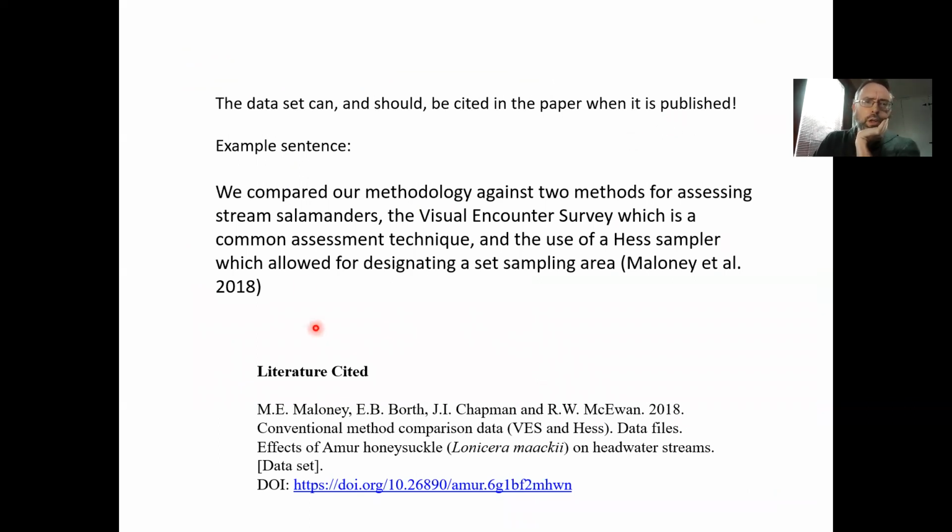This is an example. So this is a sentence from a manuscript we published. We compared our methodology against 2 methods for blah, blah, blah, and then cite Maloney et al. 2018. This is a citation, right? And then in our literature cited, it's Maloney, Borth, Chapman, and McEwen 2018. That's Maloney et al. 2018. But this is a, see the brackets, data set. It's not a manuscript, it's a data set. And then we've got this doi.org. If you clicked on that, which we can't now, obviously, it goes to that archive. And it's a CSV file. So you can literally go get the data yourself.